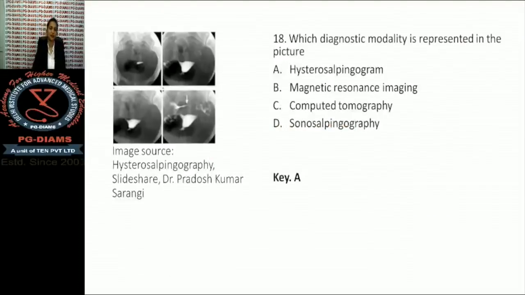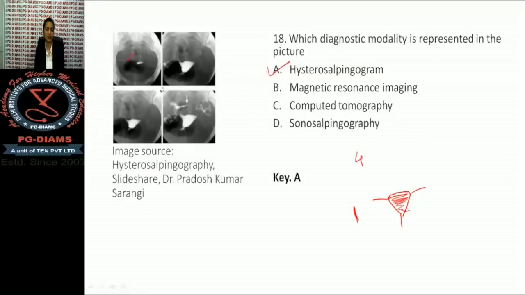Then there was this question with 4 images in series. They asked what kind of picture this is, whether MRI or CT. This is clear-cut hysterosalpingography. What we do in hysterosalpingography is take pictures in 4 phases. First phase, you inject dye. Hysterosalpingography is a contrast radiation X-ray imaging. We insert dye inside the uterus. The first phase is supposed to fill only the uterus, so in the first picture you will see the uterus only.